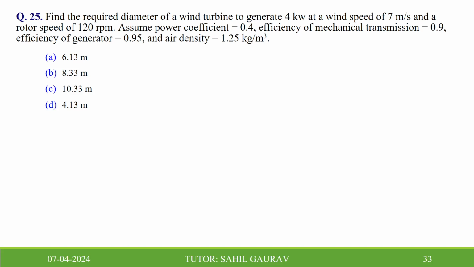Now coming to the next problem, problem number 25. Find the required diameter of the wind turbine to generate 4 kilowatt at a wind speed of 7 meter per second and a rotor speed of 120 rpm, assuming power coefficient as 0.4, efficiency of mechanical transmission as 0.9, efficiency of generator as 0.95, and air density as 1.25 kg per meter cube.